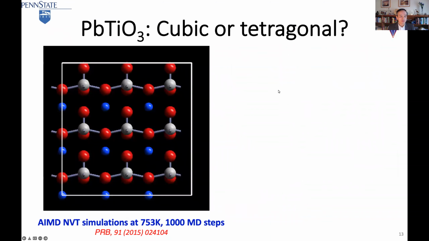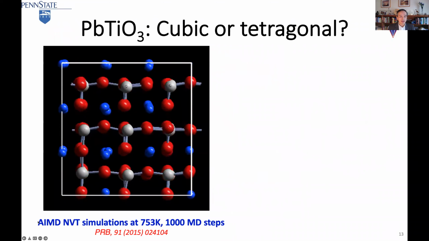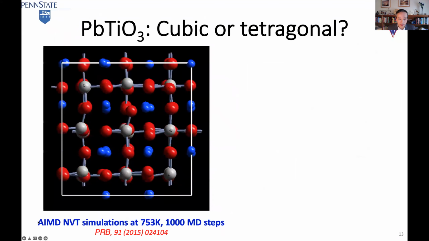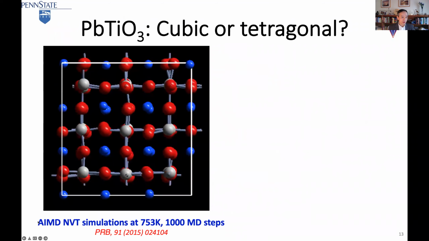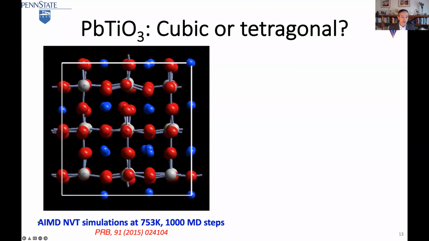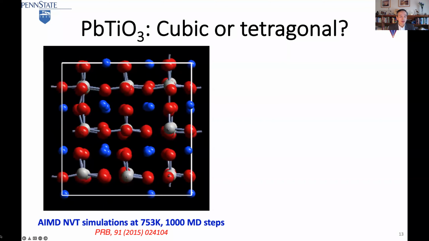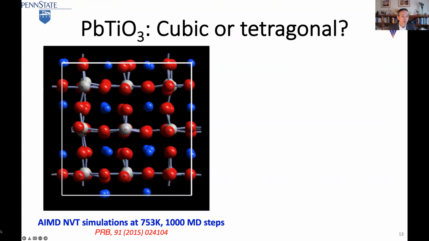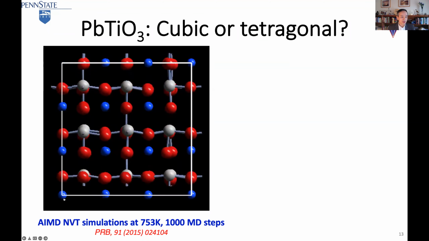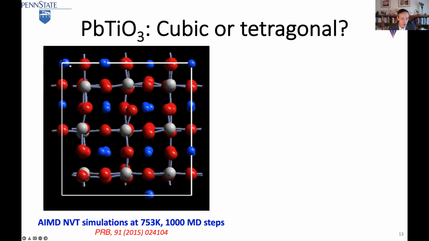So then we look at this problem. We said let's do some ab initio molecular dynamics simulation, AIMD. In this simulation, the atoms are not treated by classical molecular dynamics. The forces between atoms are calculated from DFT-based first-principles calculations. In this case, 753 Kelvin is 10K below the transition temperature. So the overall shape is tetragonal. Oh, it's almost a cubic, right?